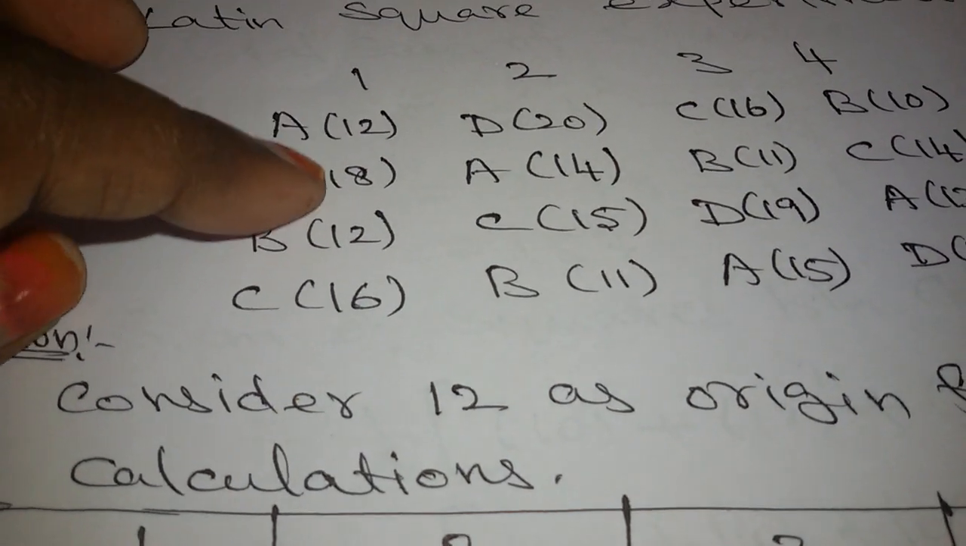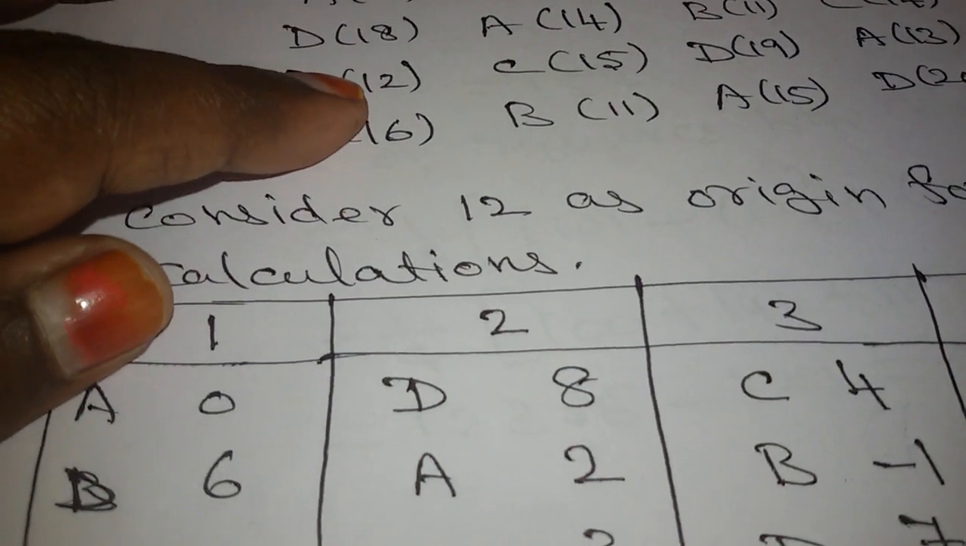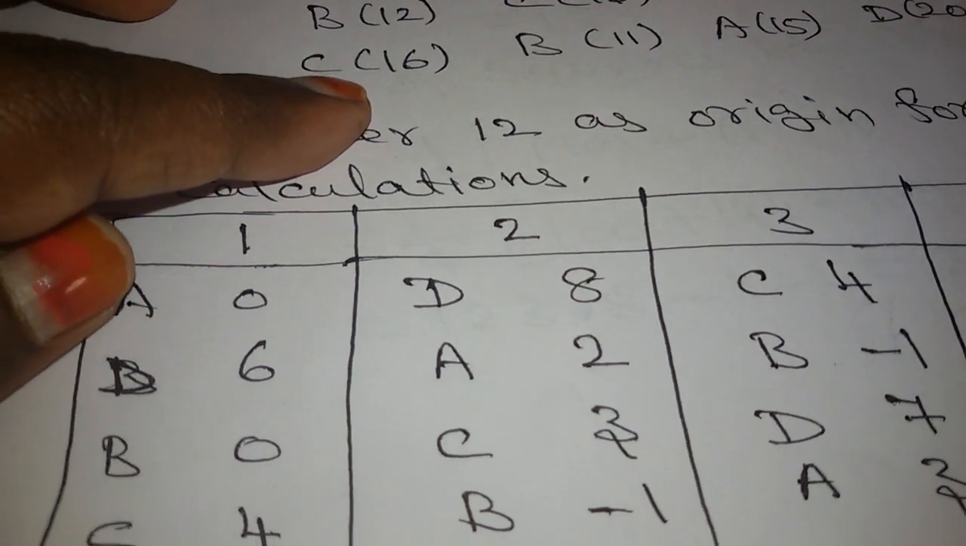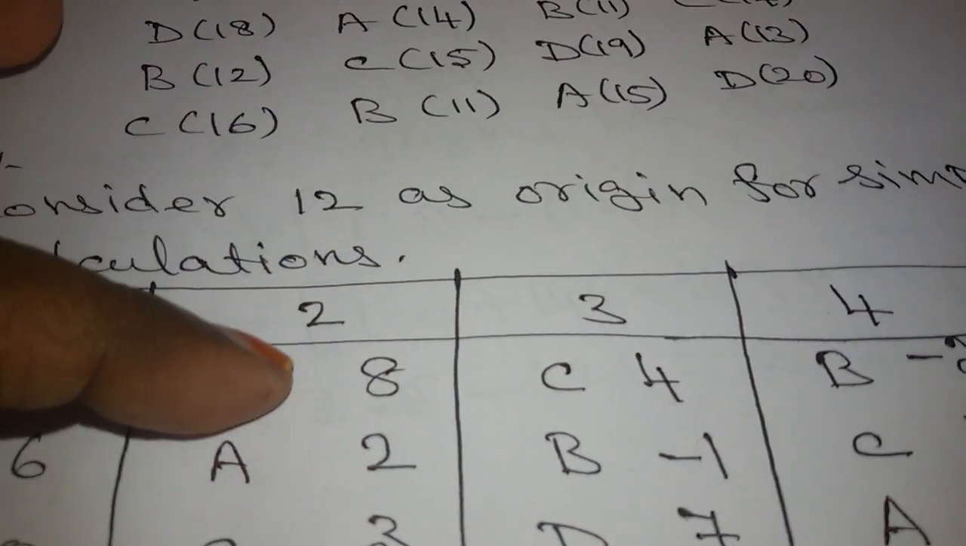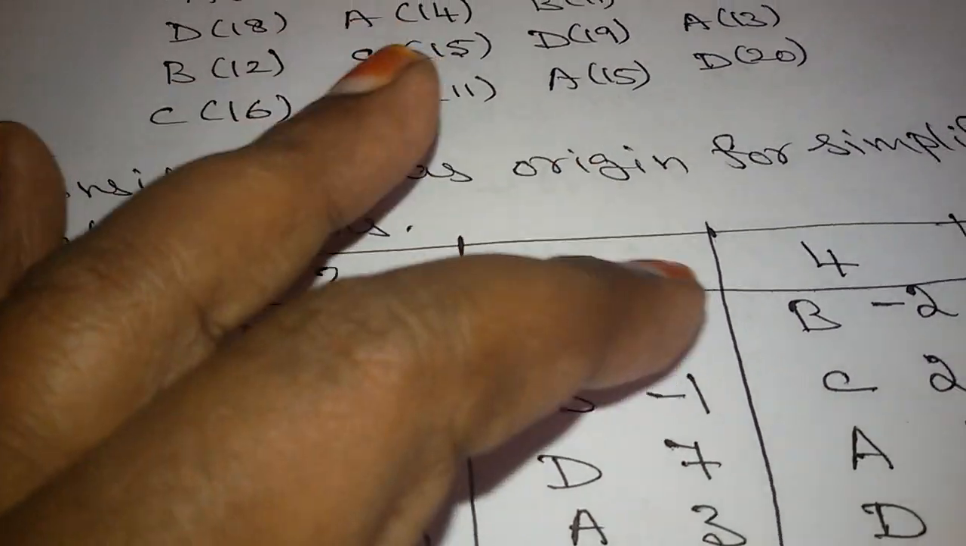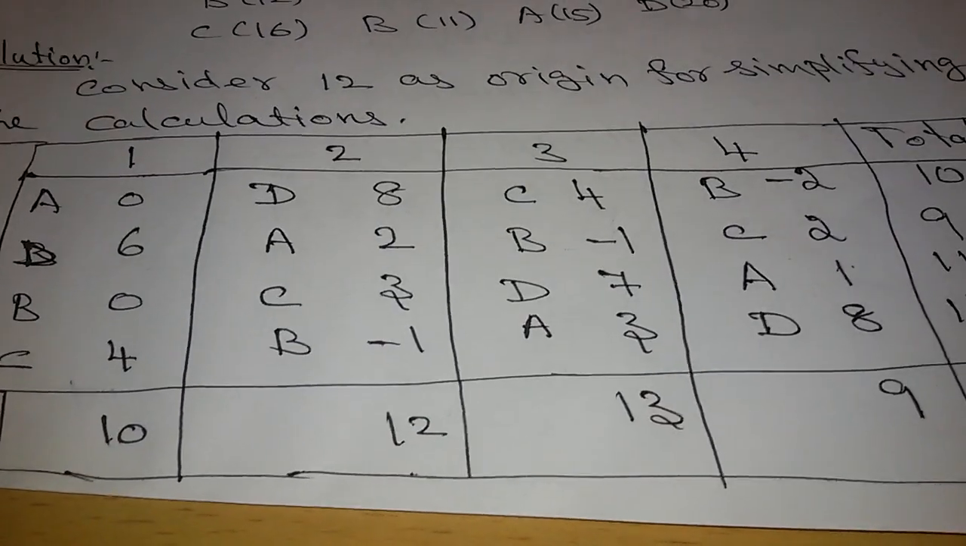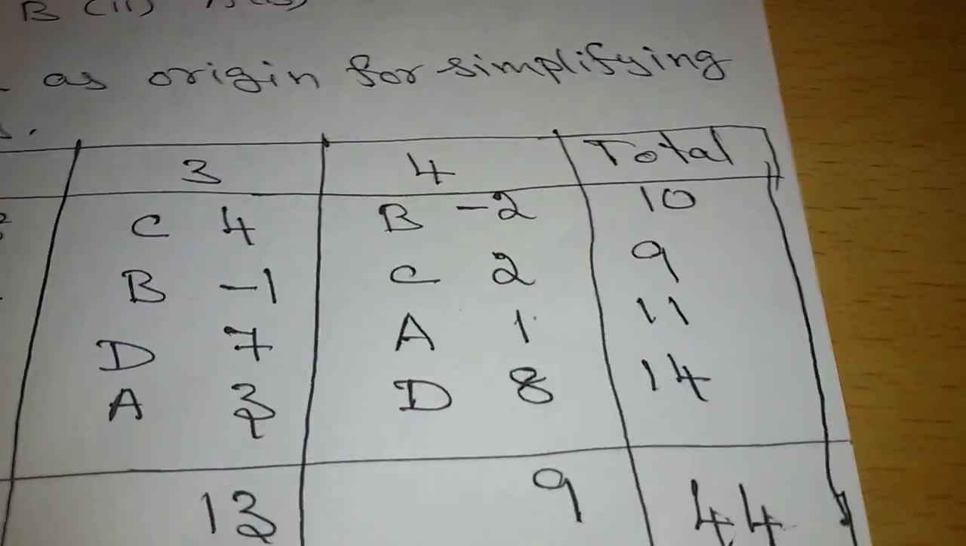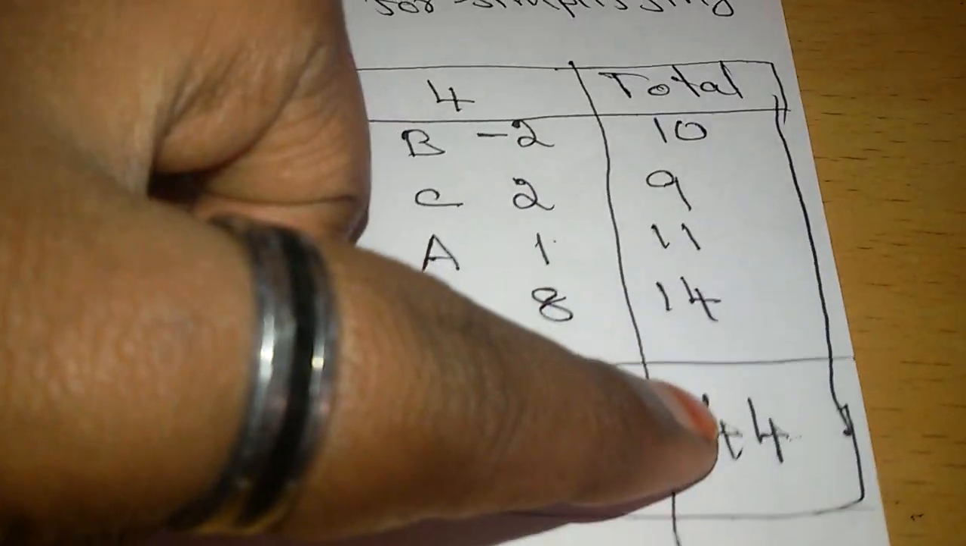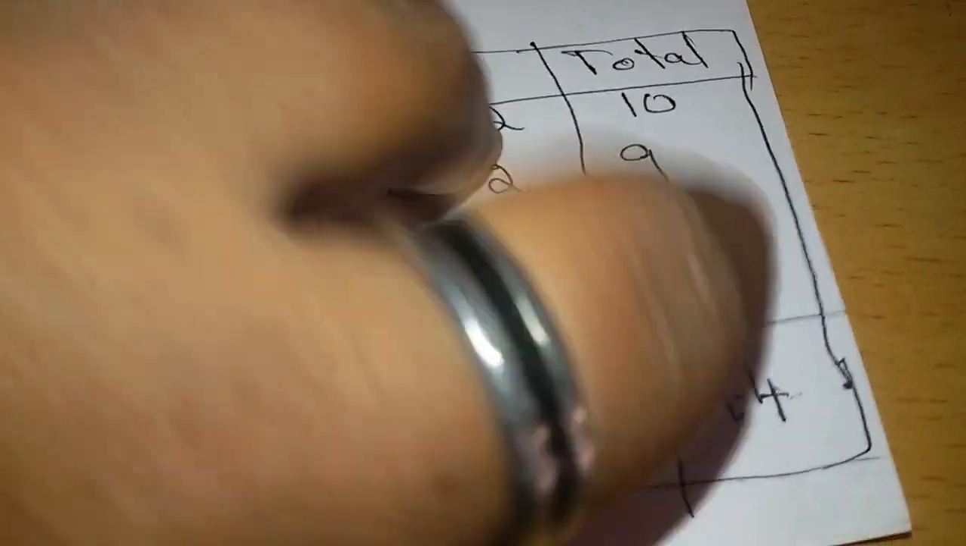So first, as usual, what is given you take as itself: A, D, B, C. Then just subtract the value 12 from each data here. So 12 minus 12 is 0, 18 minus 12 is 6, 12 minus 12 is 0, 16 minus 12 is 4. Likewise, for all the remaining columns you have to find the values, and also find the column total, row total, and total of these values. So you have 44 here.